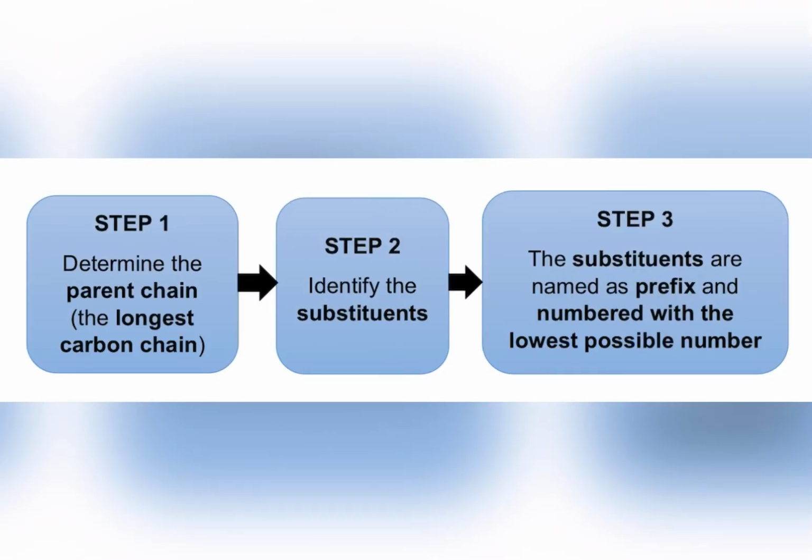When you want to give the name for your cycloalkane, just the same as before, you have to determine the parent chain, which is the longest carbon chain that you have in the ring. After that, you have to identify the substituents. Later on, the substituents are going to be numbered with the lowest possible number as your prefix.